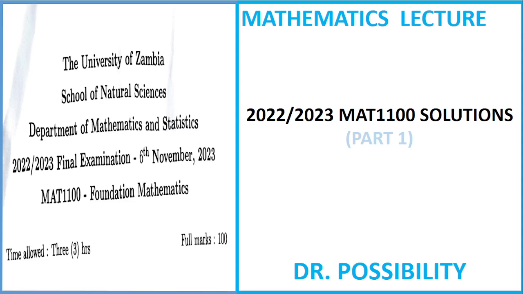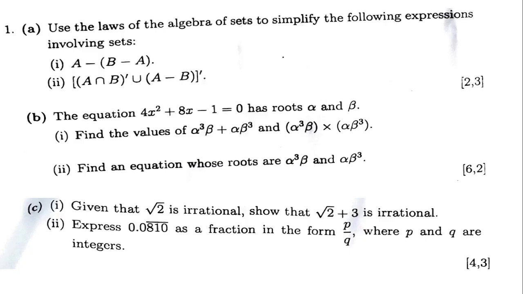I'll just look at two questions in this particular paper, then in my part 2 I'll look at other questions. So I'll go part by part. Let's quickly look at question 1. Question 1 has three sections: A, B, and C. Each question has certain marks which have been given.